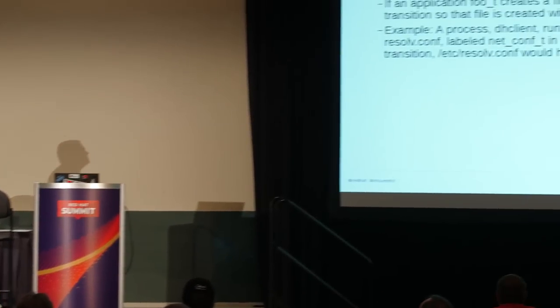A great example of it is the dhclient process, the DHCP client process. When it's going to create a new /etc/resolv.conf, for instance, normally that would just inherit the etc_t label from the parent directory because it's under /etc, but we have a file transition defined in the policy that says, no, no, no, this is a special case. We need it to have a type of net_conf_t. It's a network configuration file. So that's what a transition is.